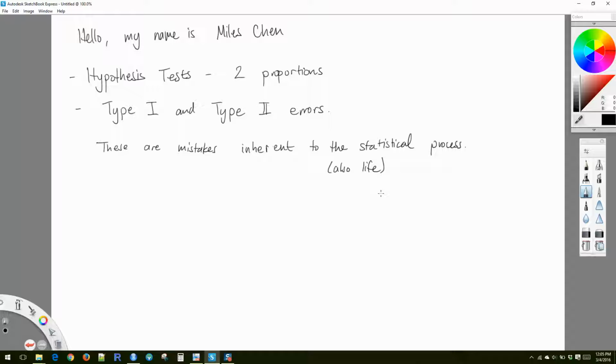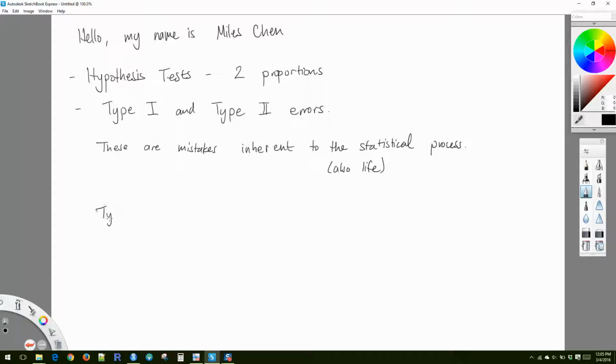And that might be the right choice because everyone will say, oh yeah, that person was not right for you. But it could also be a mistake. And years later, you're like, oh, why did I say no? So these are just mistakes inherent to life and the statistical process. We've come up with these creative names, type 1 and type 2 errors, okay?